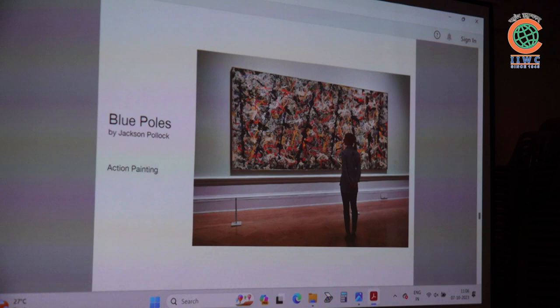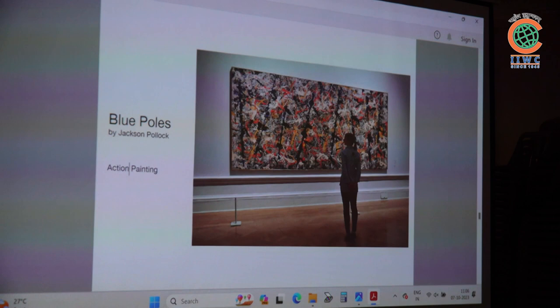Then this is Blue Poles. This was one of the first abstract paintings that was bought by the Australian museum, Sydney, I think it's in Sydney. They paid about $2 million for this painting. Blue Poles was done by Jackson Pollock, who was the first abstractionist to exhibit at Peggy Guggenheim.